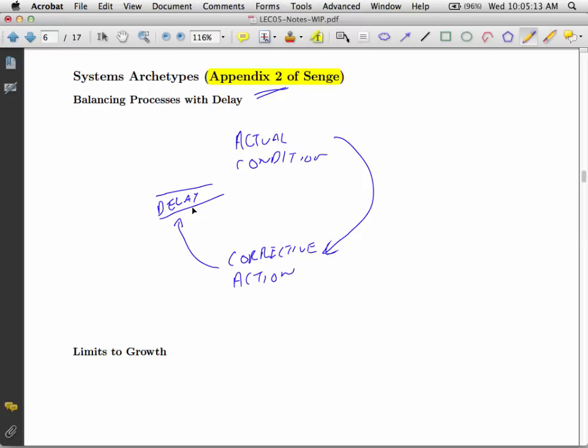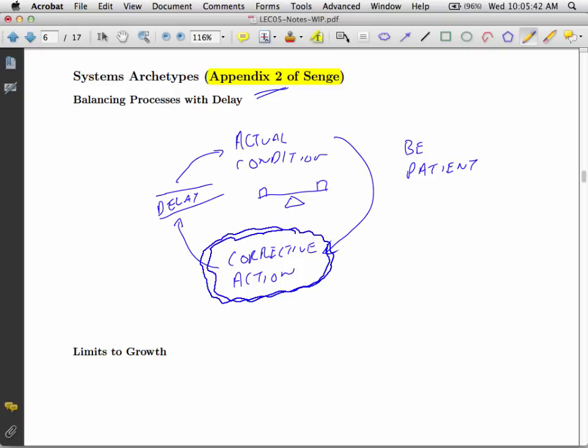Now if you're not conscious of this delay, you might take more corrective action and actually throw things out of kilter. So you got to respect the delay, and this will be a balancing loop because we'll be working towards some goal, hence the reason for the corrective action. And the management lesson here is be patient. Right? You've taken this corrective action. That's the best choice of things to do. You need to respect the delay is going to happen, and you actually get to the actual condition.